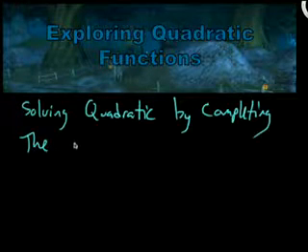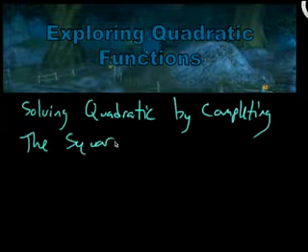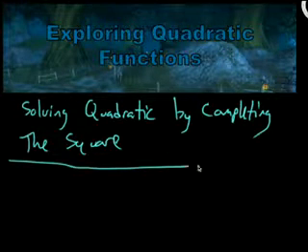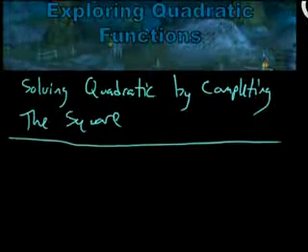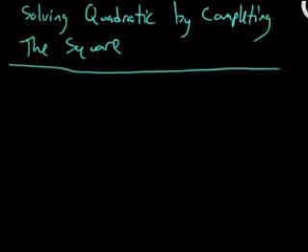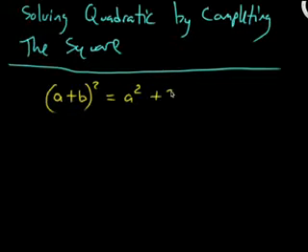Completing the square is a technique for rewriting a quadratic in one of our pattern forms, which is going to benefit us in some capacity in solving. The pattern we're interested in today is (a plus b) all squared equals a squared plus 2ab plus b squared.